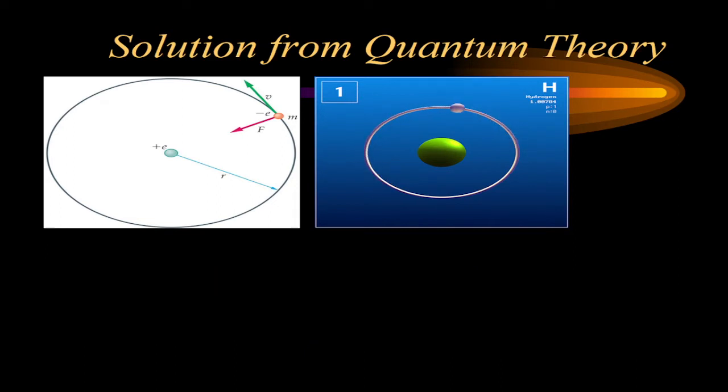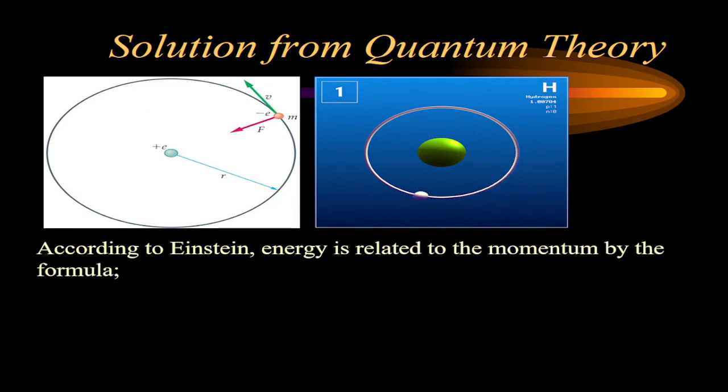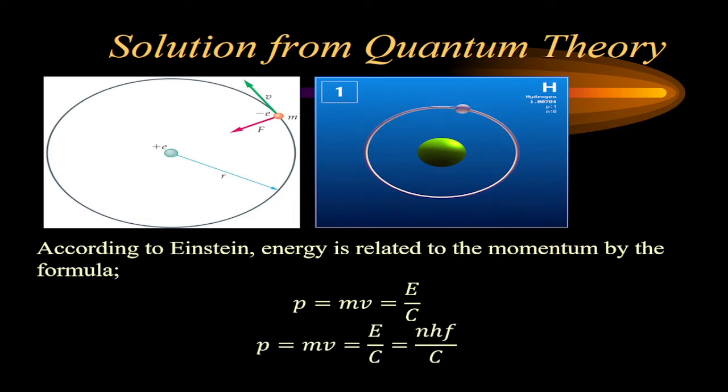Also, this energy is related to the momentum according to Einstein by the formula p = mv = E/c, where c is the speed of light. So we can rewrite the formula as momentum p, which is mass times velocity, equal to the ratio of the energy to the speed of light, which is equal to Planck's constant times n times the frequency of the source all over c. This can be related to the velocity of the source, in our case the velocity of the electron.